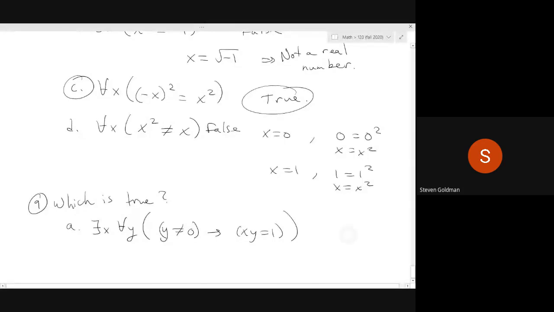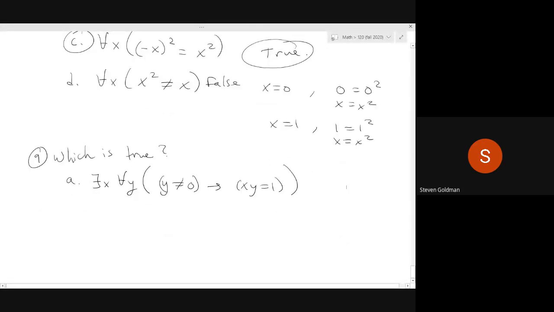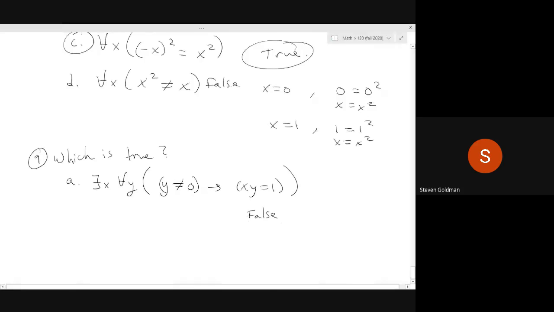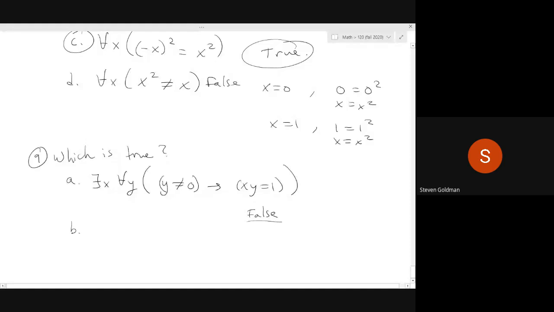So is that true or false? There exists some real number x such that for all real numbers y, as long as y is not equal to 0, x times y equals 1. That's false, right? Because that's saying that there exists some real number x that no matter what I multiply it by, as long as I'm not multiplying it by 0, the product will always be 1. That's not true. There is no such number, that no matter what I multiply it by, the result will be 1. So that's false. So our search continues.